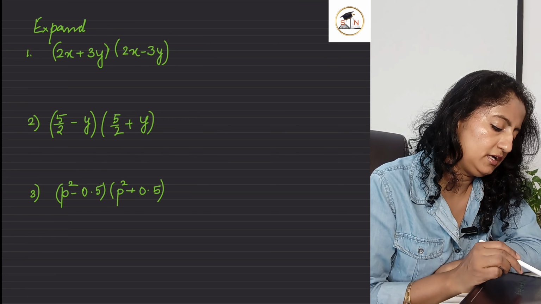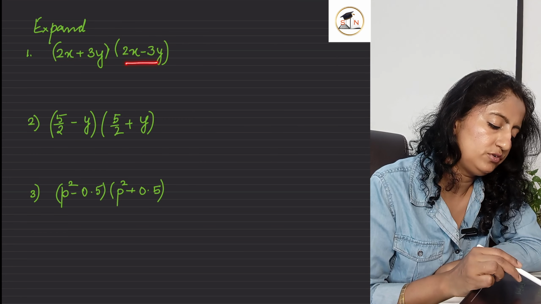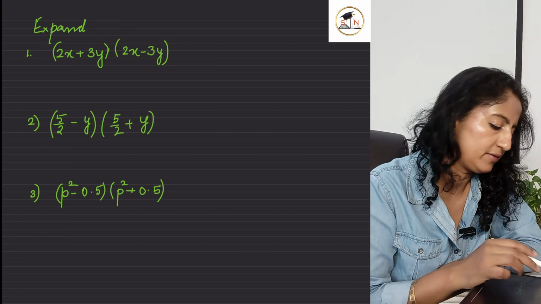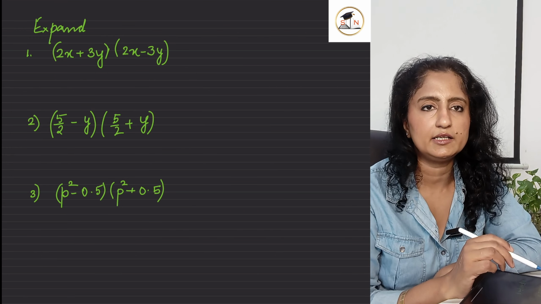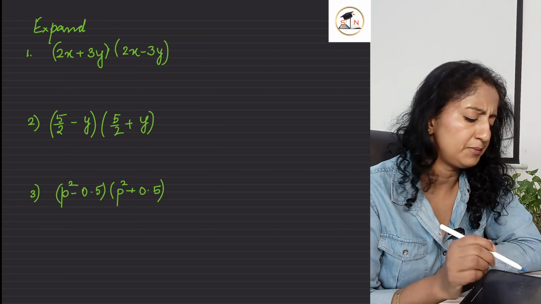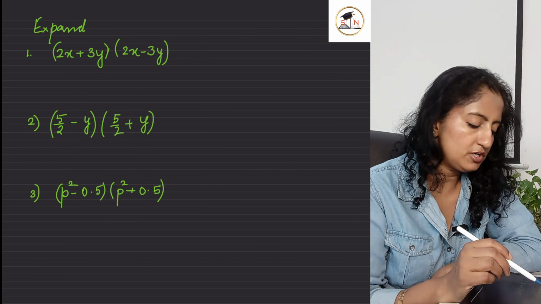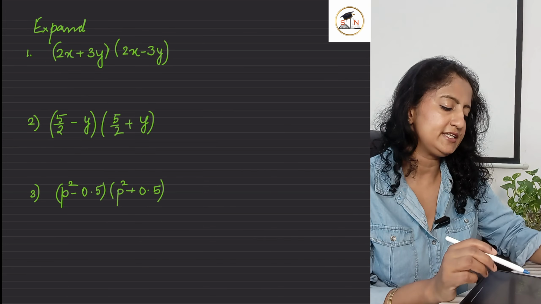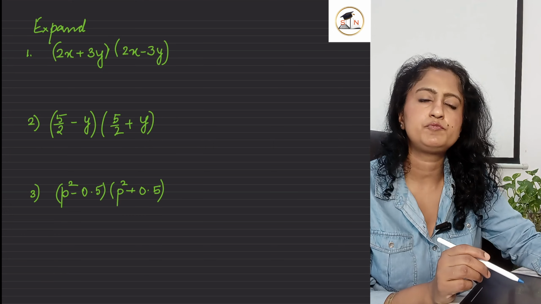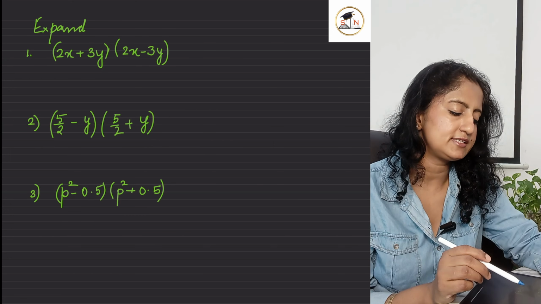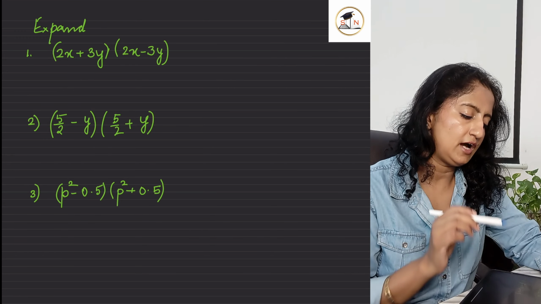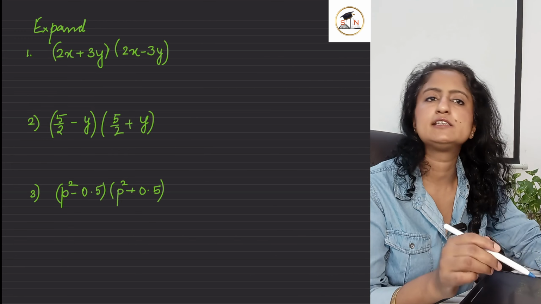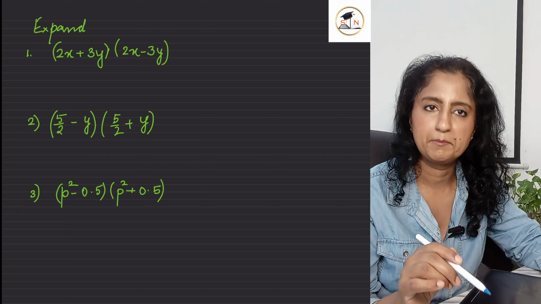The first question being (2x plus 3y) into (2x minus 3y). When we talk with respect to expanding about the third identity, the questions are pretty easy. They are pretty direct and easy, because we can easily see that in one bracket we have positive between the terms, and in the second bracket we have a negative between the two terms. So we can identify very easily that yes, it is going to be a square minus b square.